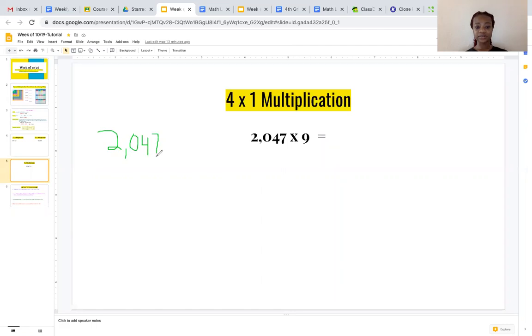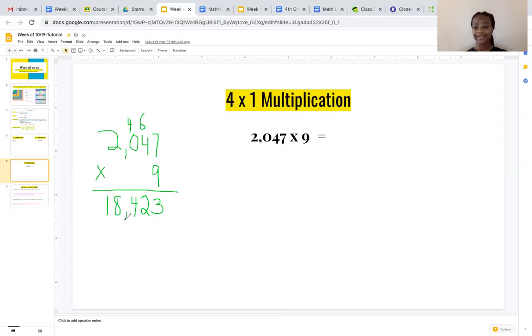2,047 times 9, which gives us 7 times 9 is 63. So we're going to regroup. Here's the 6. 36 plus 6 gives us 42. So here's 2. We're regrouping. 0 times 9 gives us 0. Any number multiplied by 0 is always 0, but we can't forget to add this 4. So here's 4. And finally, 2 times 9, or 9 times 2, right? So that gives us 18.